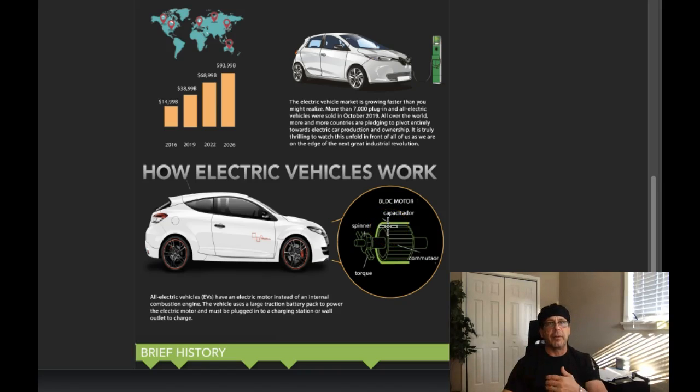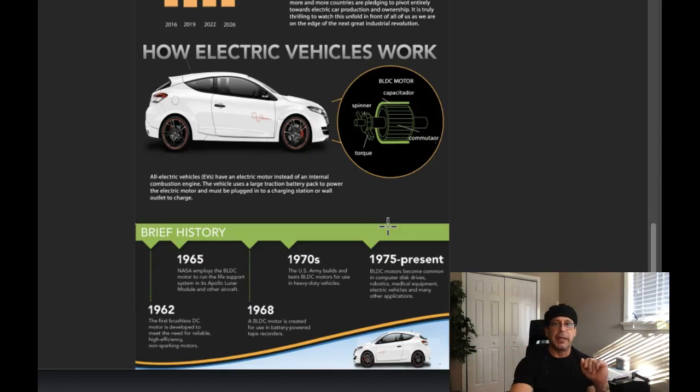For example, how do you fill them up? How do you charge the battery? How long does the battery last? How fast do they go? How quick do they stop? What are their performance ratios? Etc., etc. Do you know what I'm saying? So really make this complete. Then you have your timeline, which is great right there.